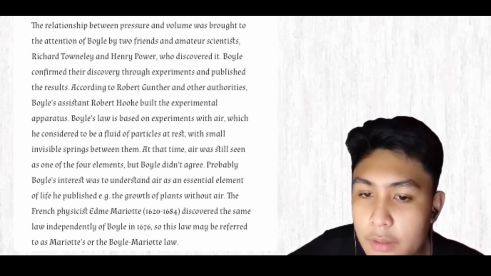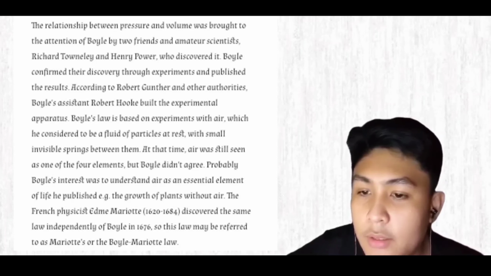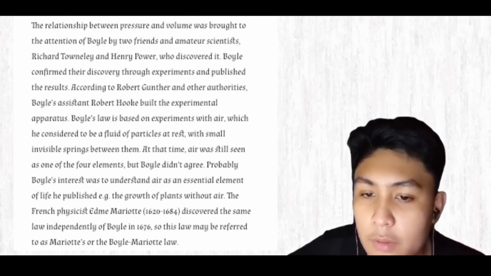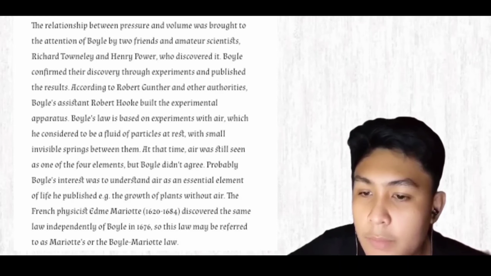The French physicist Edme Mariotte, 1620 to 1684, discovered the same law independently of Boyle in 1676. So this law may be referred to as Mariotte's or the Boyle-Mariotte law.